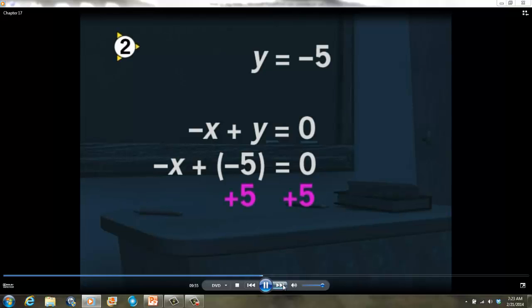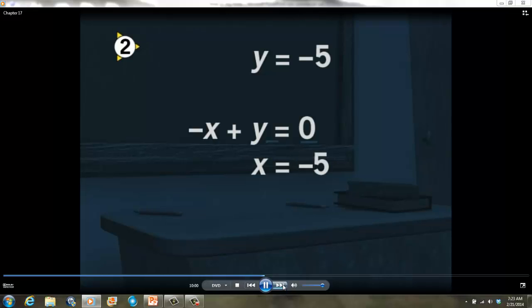Add 5 to both sides. Divide both sides by -1. X is equal to -5. The solution to this system of equations is -5, -5.